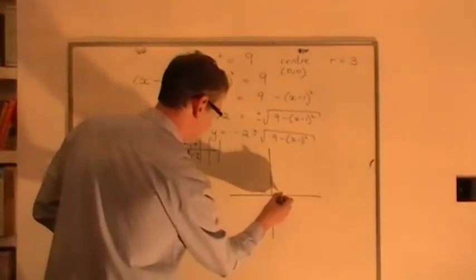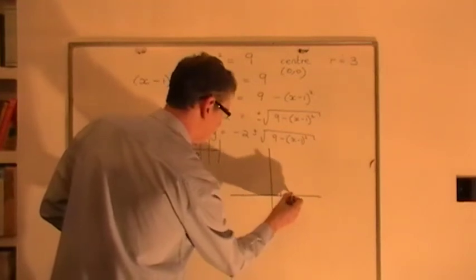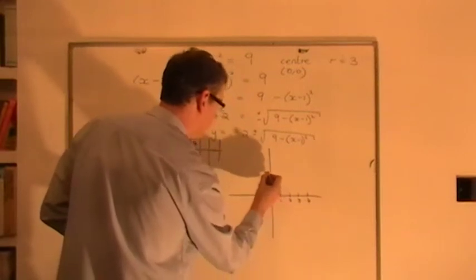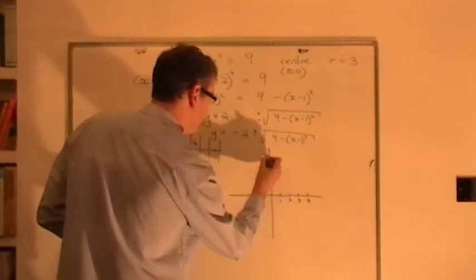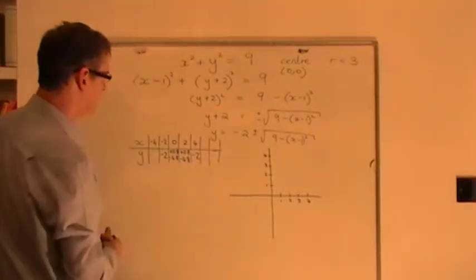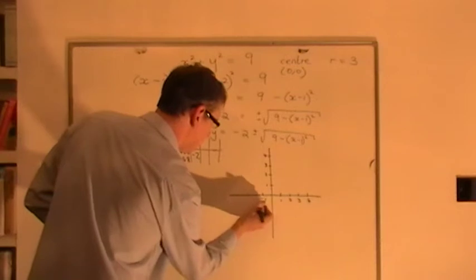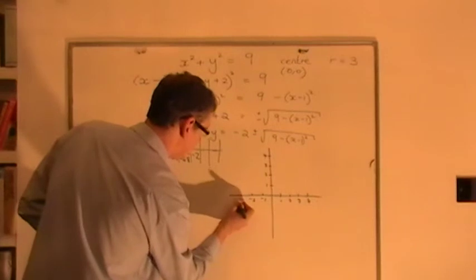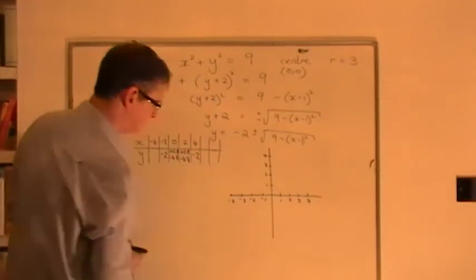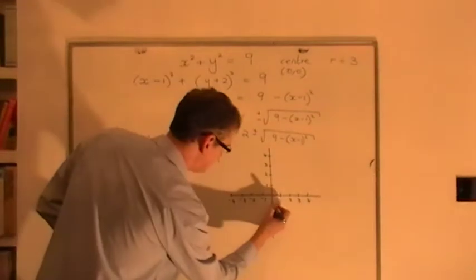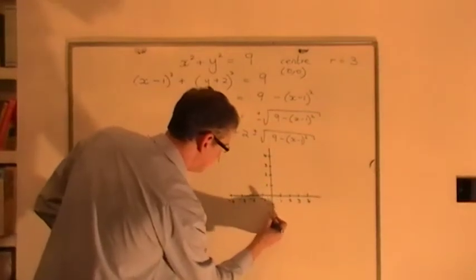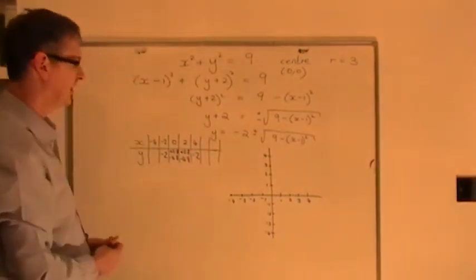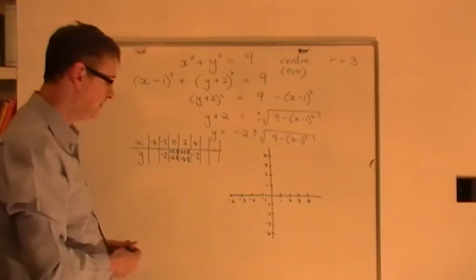Okay, if I now plot 1, 2, 3, 4, 1, 2, 3 and 4. I'll do some negatives as well. Minus 1, minus 2. Well, I'll do minus 3, minus 4. Whether I need them all I don't know. Minus 3, minus 4. And the same down here. Minus 1, minus 2, minus 3, minus 4. Okay, let's plot these points.